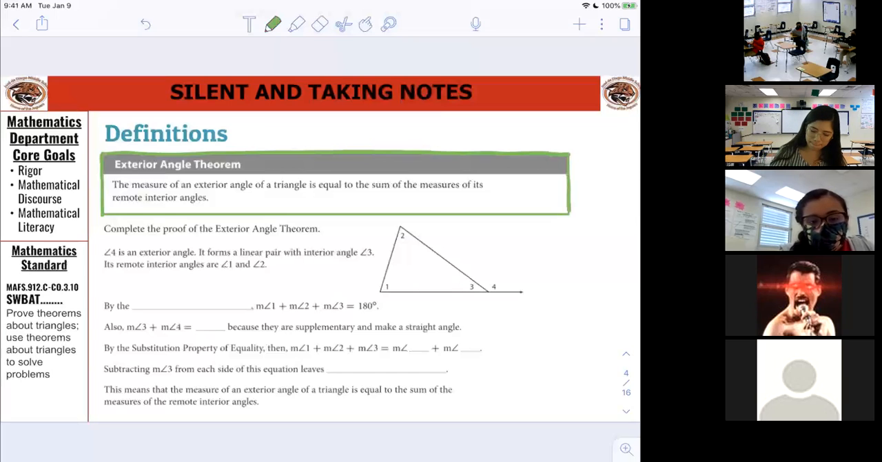Just the theorem. And then also copy down the diagram. Yeah, copy the triangle.